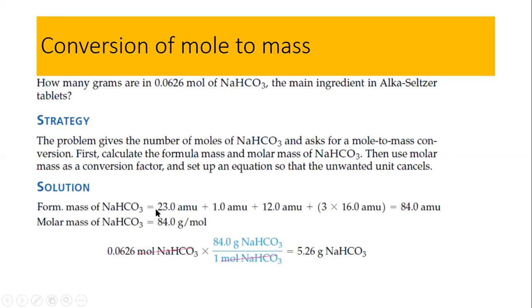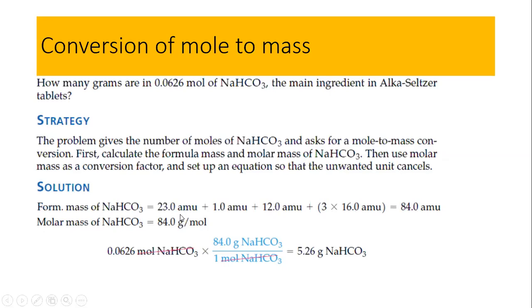There are one sodium, one hydrogen, one carbon, and three oxygen. One sodium is 23, one hydrogen is 1, one carbon has an atomic mass unit of 12, and one oxygen has a mass of 16, and there are three oxygen. You multiply and sum up, and it will give you the value of 84.0 atomic mass unit.